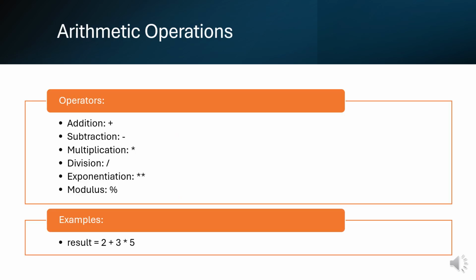Python supports standard arithmetic operations. Remember that Python follows the mathematical order of operations. For example, in 2 plus 5, multiplication happens before addition, so the result is 17. Use parentheses to change the order if needed.